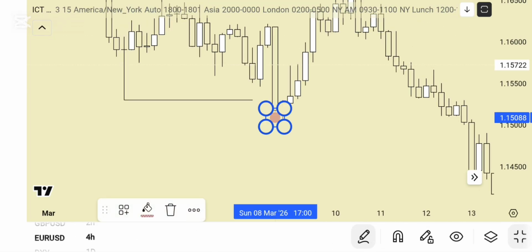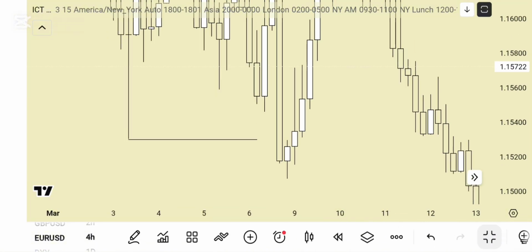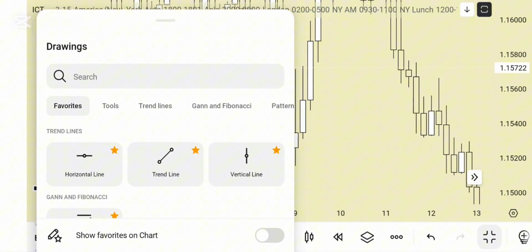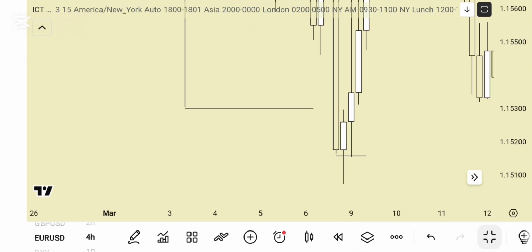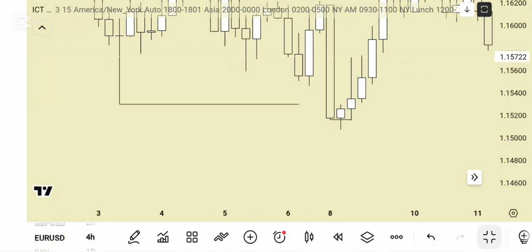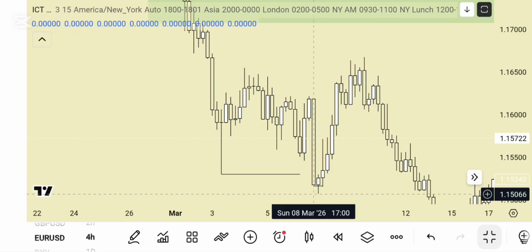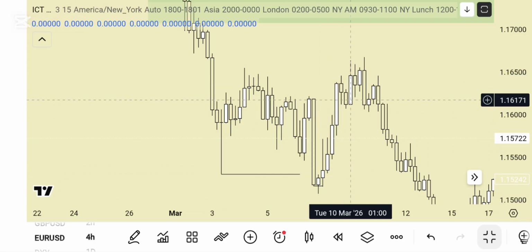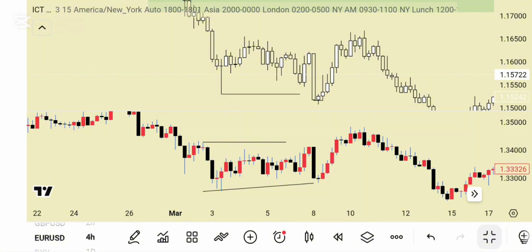You can see clearly we had a 4-hour CRT. Let me make it clear for you. We had a 4-hour CRT here, right? Open low 4-hour CRT, right? High, open low, high, close. Right? Let's look at EUR/USD, GBP/USD.